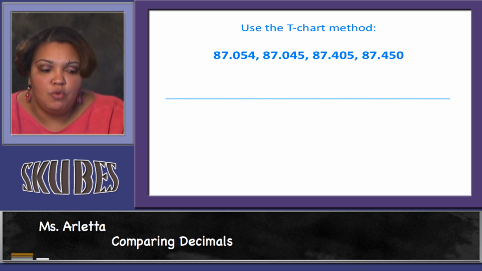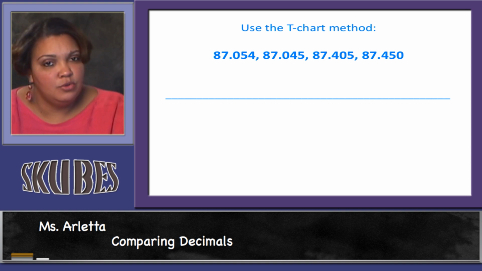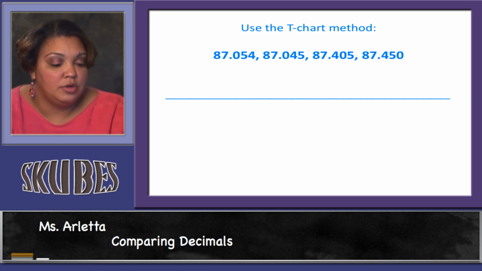I always like to show my students the T-chart method because I feel like it's the easiest way for them to compare. Basically, if you can write the letter T and if you can order your numbers from least to greatest, meaning from the lowest number to the highest number, or greatest to least, the highest to the lowest, then you can compare decimals and figure out which is the higher decimal and which is the lower one.